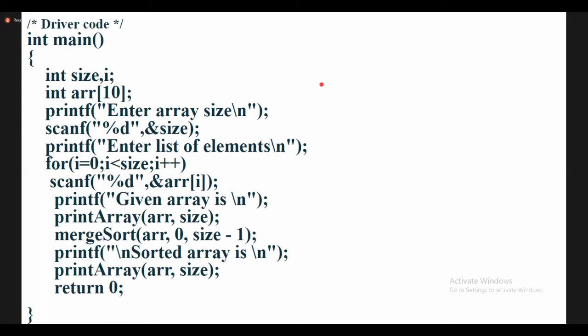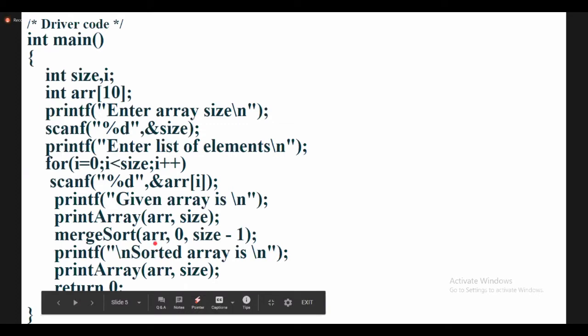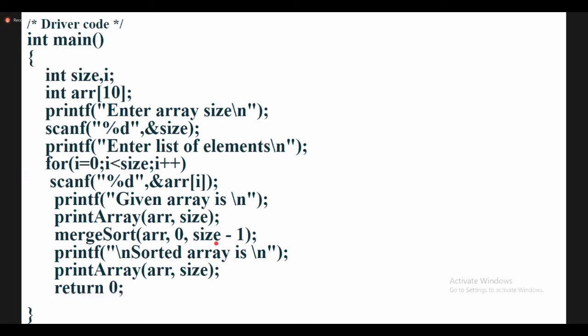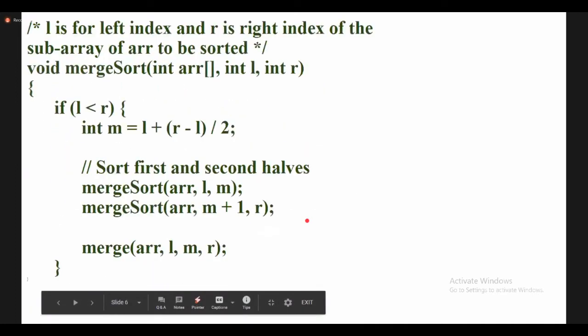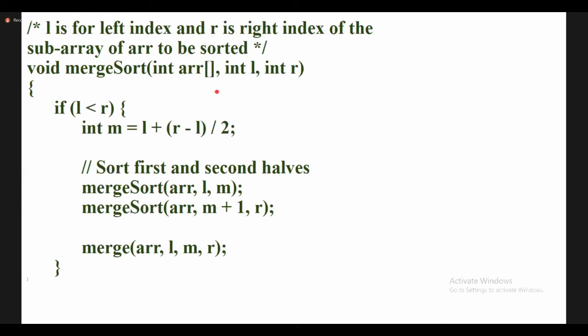Okay, now I explain the merge sort. Here I call the merge sort with three parameters: array name, starting index 0, and last index size minus 1. Now go to the merge sort function. In the merge sort function, void merge sort with arguments array, L, and R. What are the actual arguments? Array, L, and R.